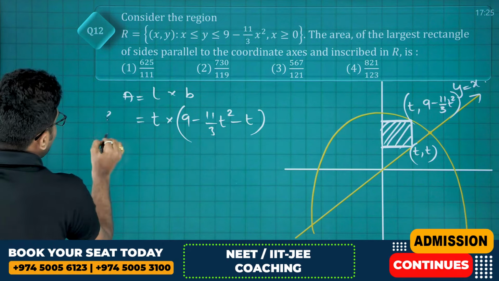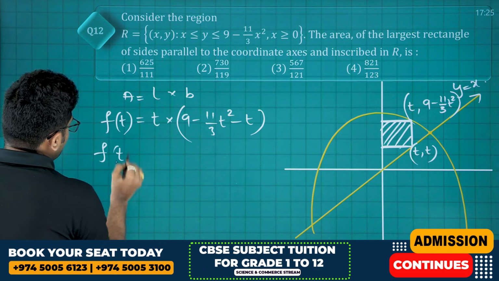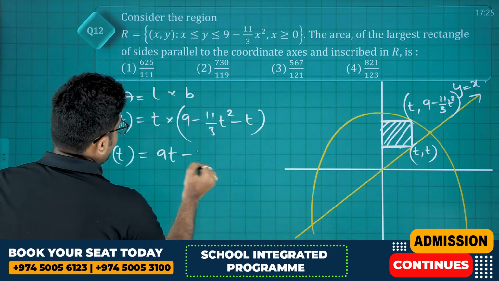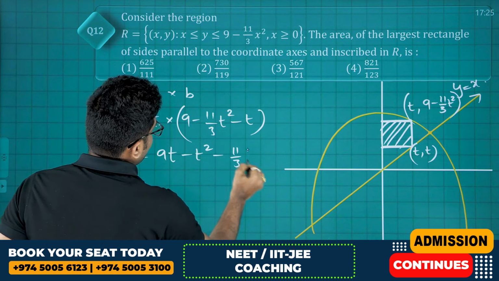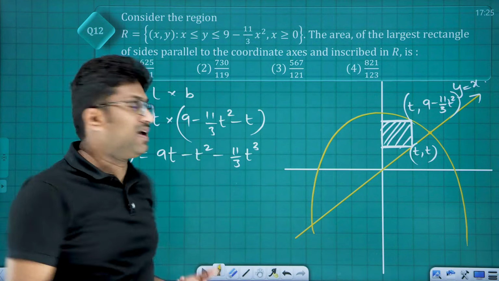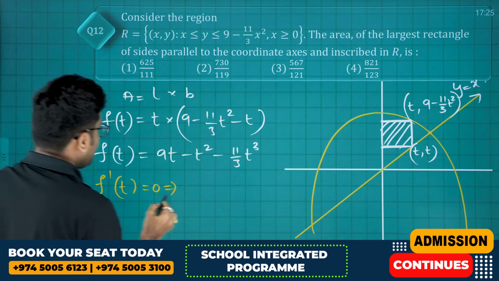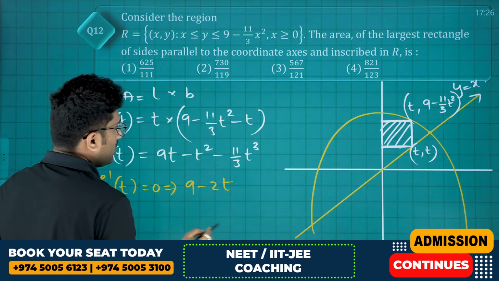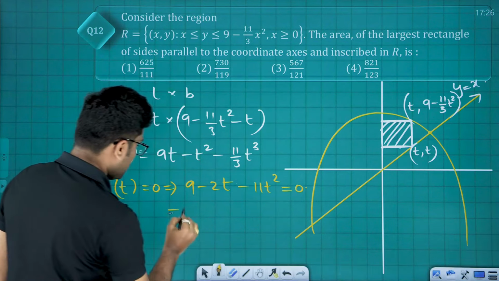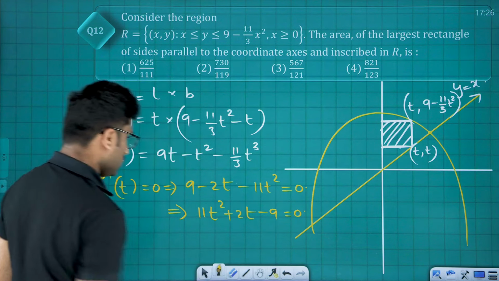Friends, this is done. Let this be a function in t now. So f of t is our area function, f of t equals 9t minus t square minus 11 by 3 t cube. Now what we need is area to be maximized. For that, first f dash t equals 0. So what is f dash t? 9 minus 2t minus 11t square. We equate it to 0. So that is 11t square plus 2t minus 9 equals 0.